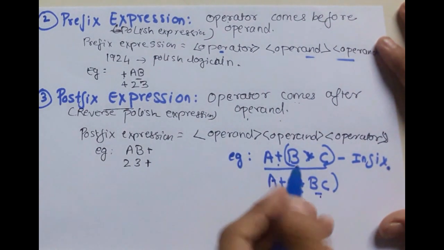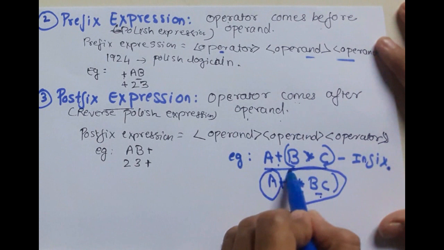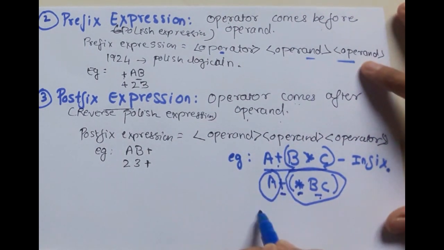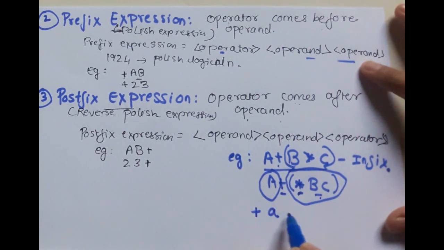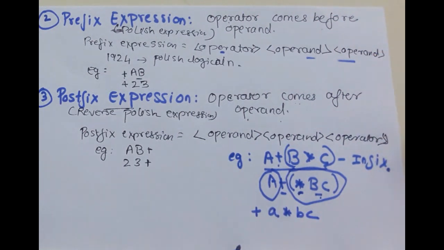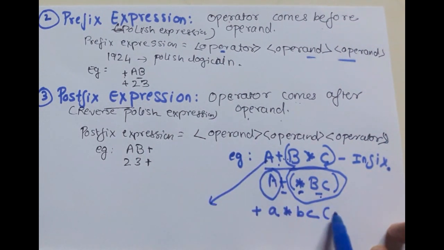Okay. Now we will perform addition. Now addition will be performed between A and this entire prefix expression. So again we know operator will come first. So plus A then into B, C. So this is how a prefix expression will be formed. Okay. Now converting this infix expression into postfix. This is prefix. Now postfix.